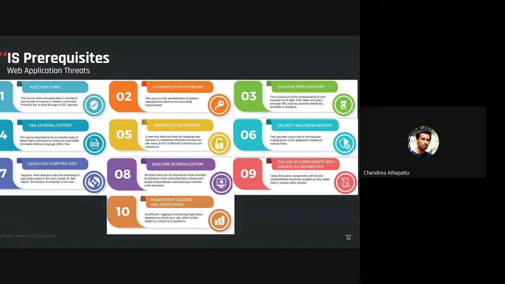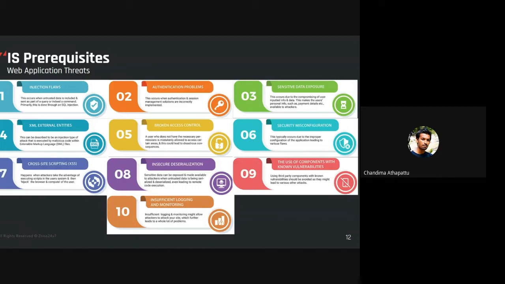The ninth one, the use of components with known vulnerabilities, is again very common, because most of the time we are using third party components and libraries. You need to be aware of which third party components and libraries we use, what the versions are, and what the possible threats in each are. In that way we can secure our project, secure our software.